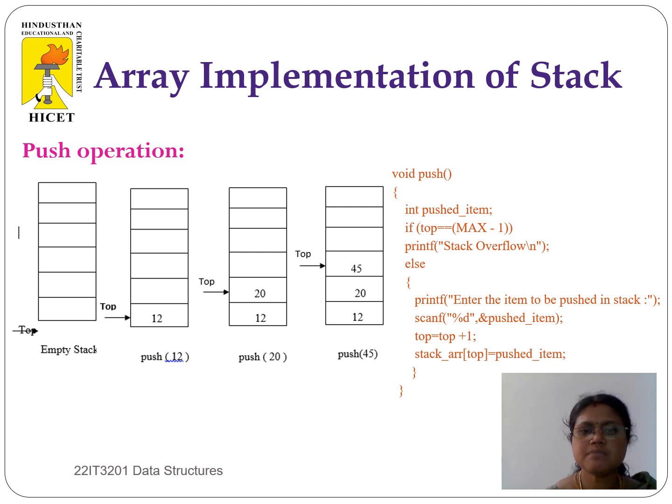Getting into the implementation detail of the push. Whenever we do a push operation, the first and foremost thing to be checked is whether the stack is overflowing or not, because in an array we only have a static implementation. So we have to check whether we have enough space for inserting an element. If we have enough space, then we can increment the value of top by 1 and put the new element into that top position. If not, we have to display a message like stack overflow.